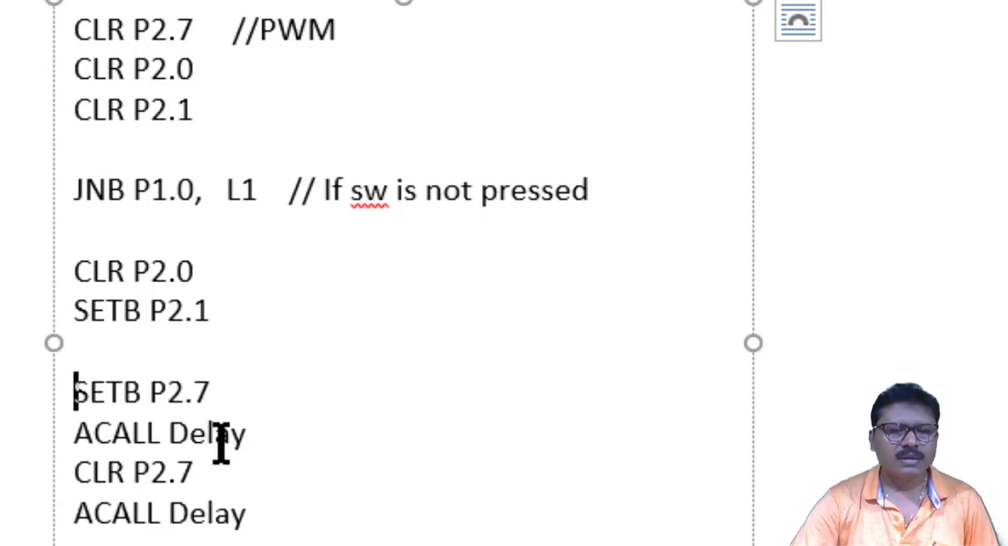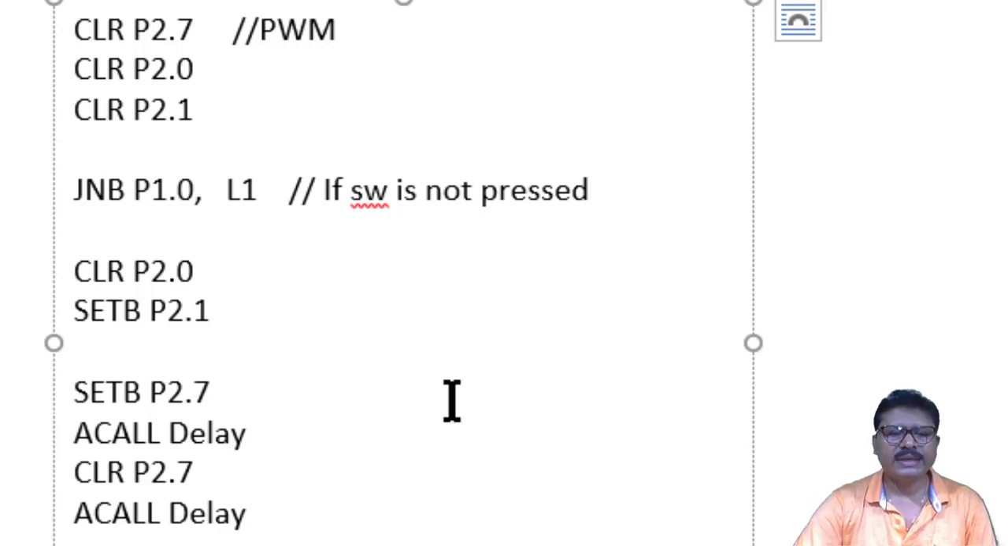This is the high portion of the pulse. According to this delay, it is 0. According to this delay, it will create the off portion, the off time. So these two instructions will create the on time of the pulse, and these two will create the off time of the pulse. This is the creation of on and off.